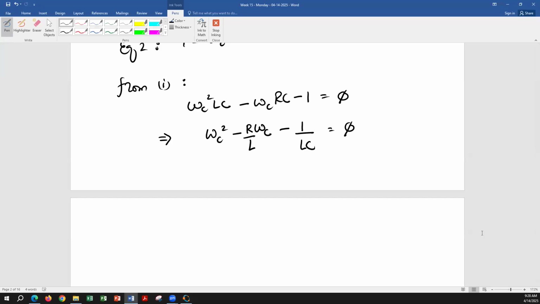S is a Laplace variable. S basically has both transient response and your steady state sinusoidal response. Right now, we are just looking at the steady state sinusoidal response because we have only omega and we don't have sigma, which is the transient variable. Okay, so from this equation, we find the roots of the quadratic equation.